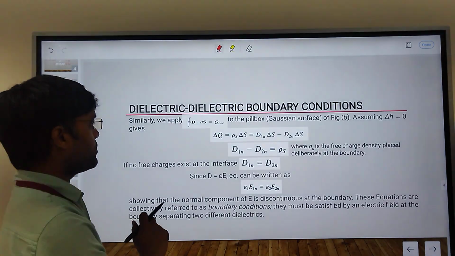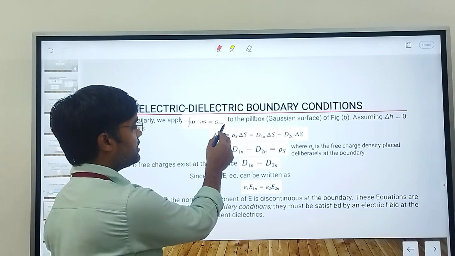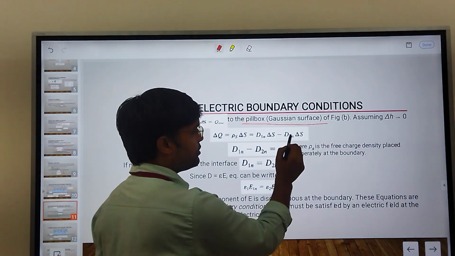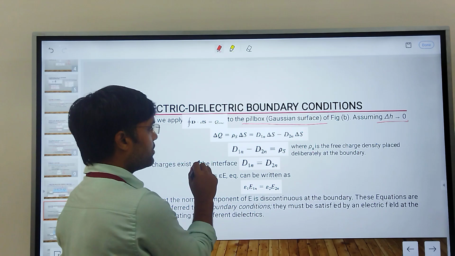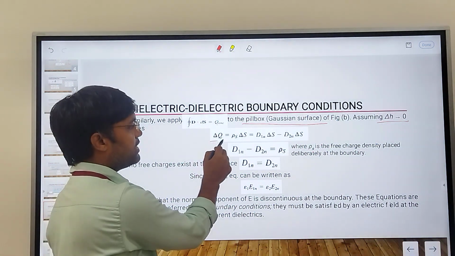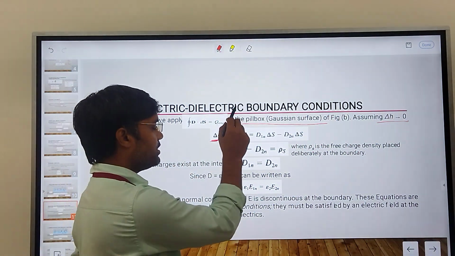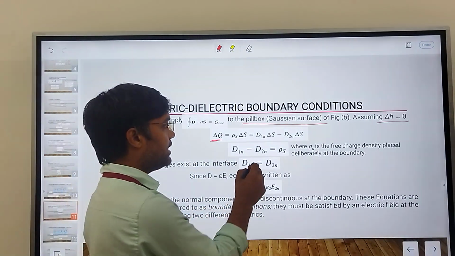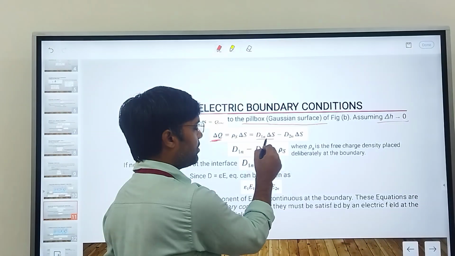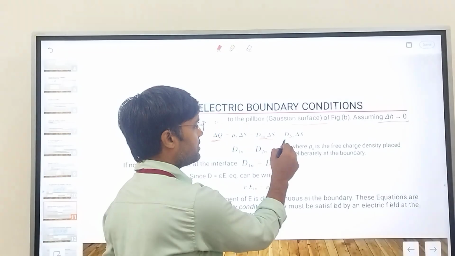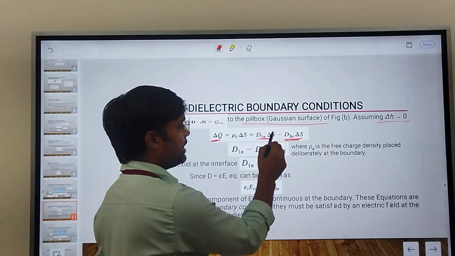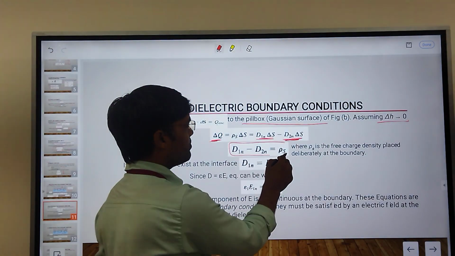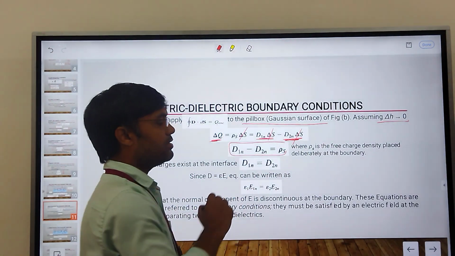So further, we have applied E dot dS equal to charge enclosed. This is also called the Gaussian surface, assuming delta S tends to 0. So the charge enclosed is the differential charge delta Q, and the entering charge has been taken as positive and the leaving charge has been taken as negative. So we can say D1 normal component into delta S minus D2 normal component into delta S. So we can write D1N minus D2N equal to rho S, by cancelling the small surface.